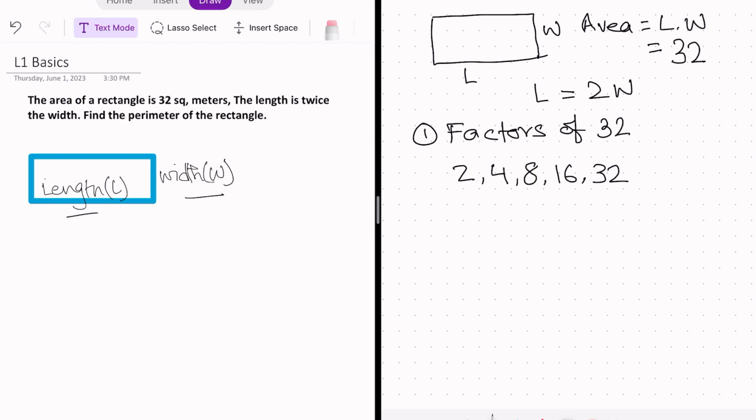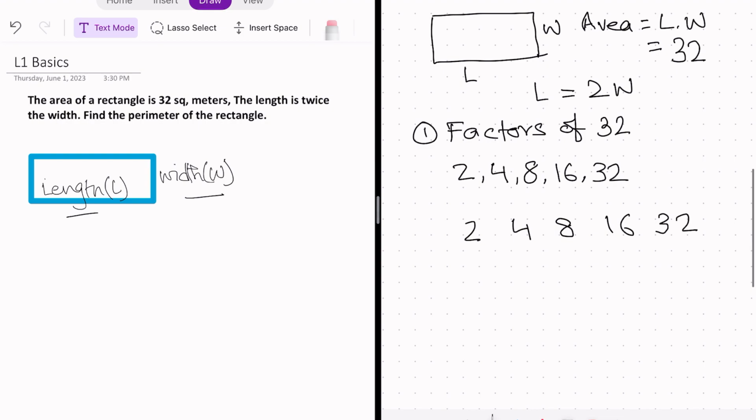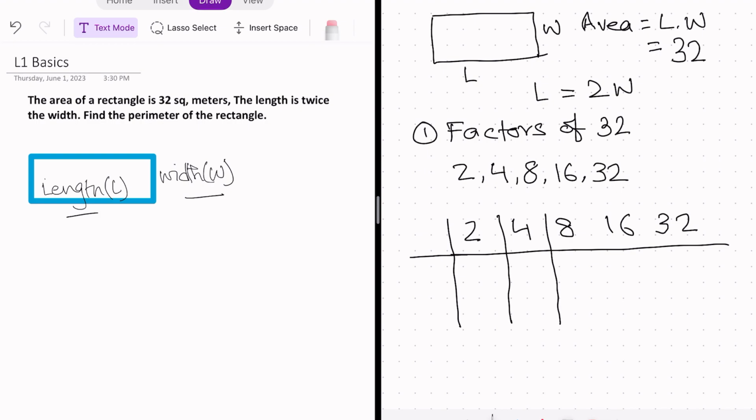So let's make a table out of this. 2, 4, 8, 16 and 32. Now, because these are factors, we know that the length and the width would be a combination of any of these numbers. So from the table, we have to find out which combination actually works to provide an area of 32.